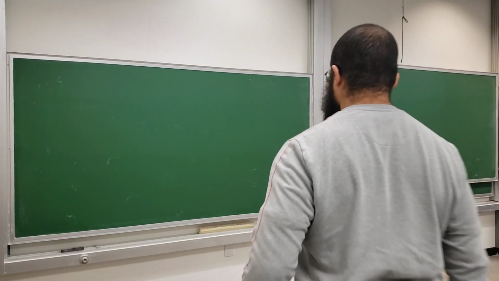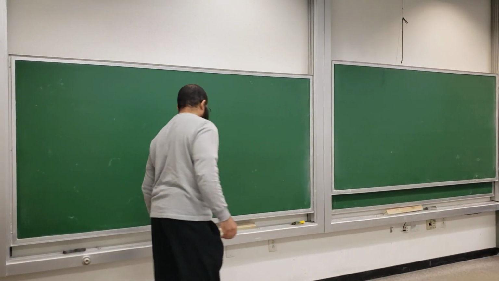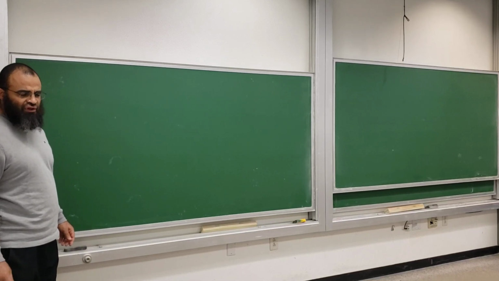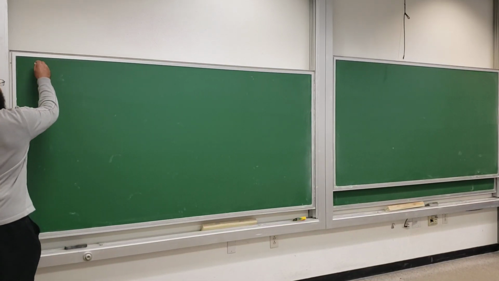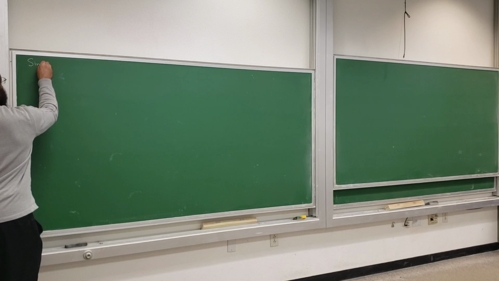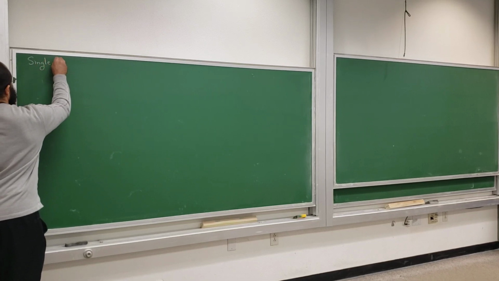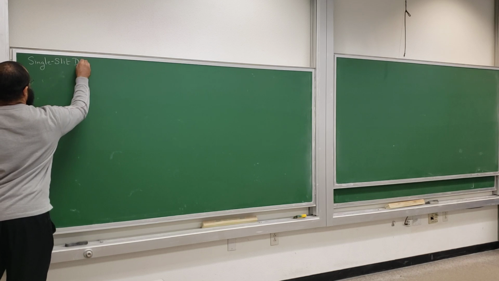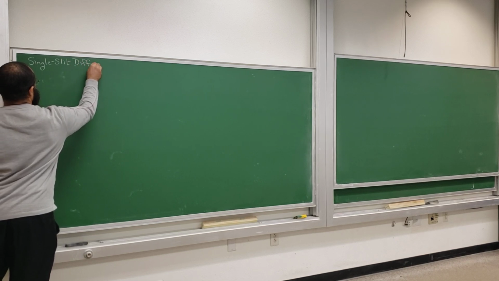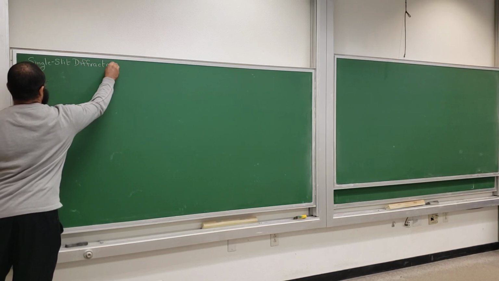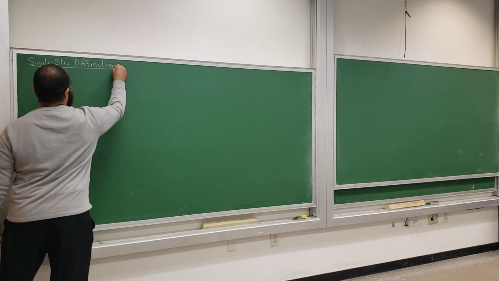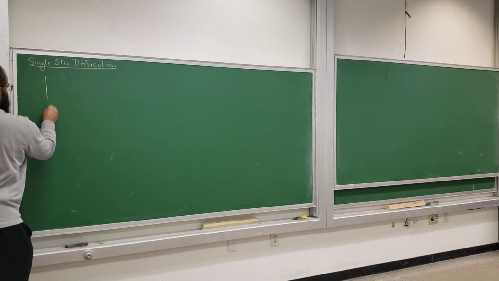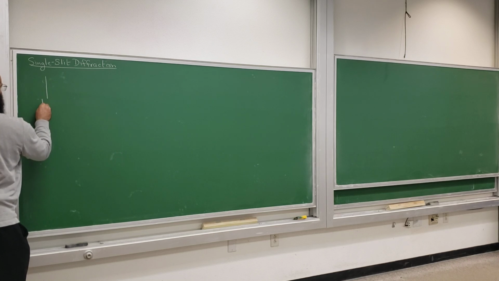Okay, welcome back. We're going to finish what we started last time, which is about diffraction. So we talked about the single slit diffraction, right? Here's our result. We found this. The slit has width A.